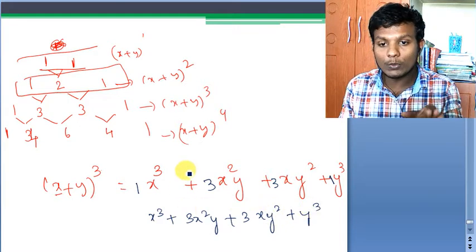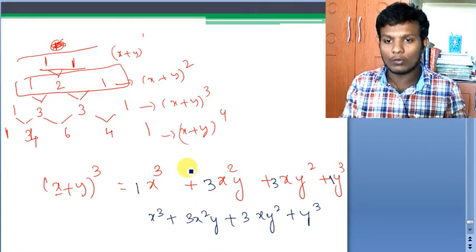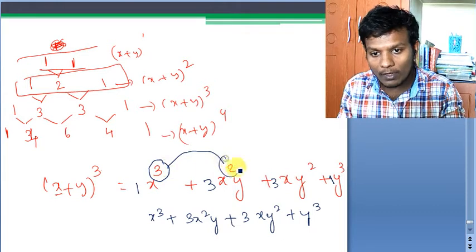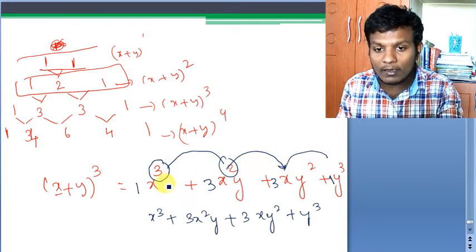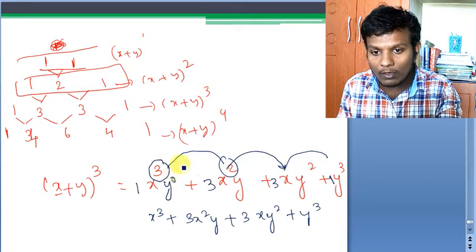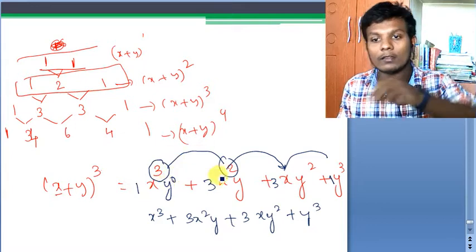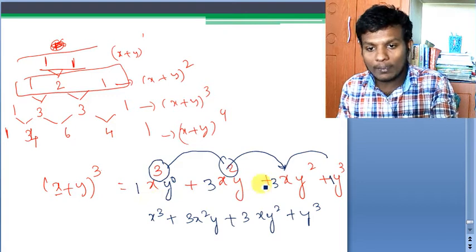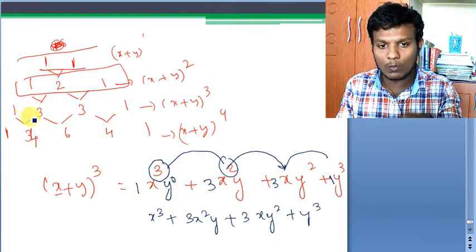Make sure that you write them in order. You should not write x cube plus y cube. In that case, it won't work. If you follow the order, x cube is there, then it will become square, then power 1, then power 0. Simultaneously, I can assume there is y power 0, then it becomes y power 1. So when you write them in order, this Pascal triangle will give you the coefficients 1, 3, 3, 1.